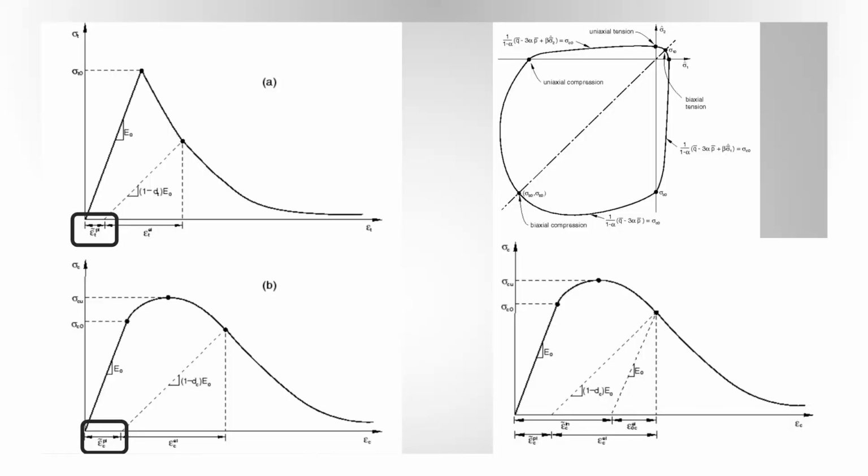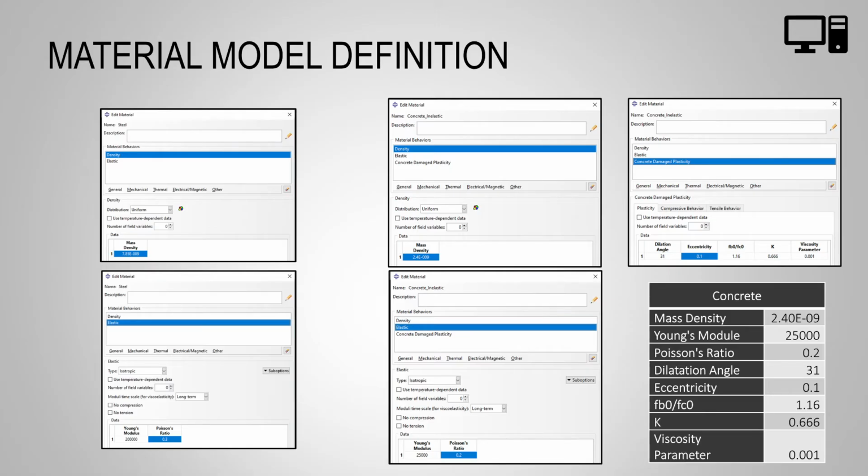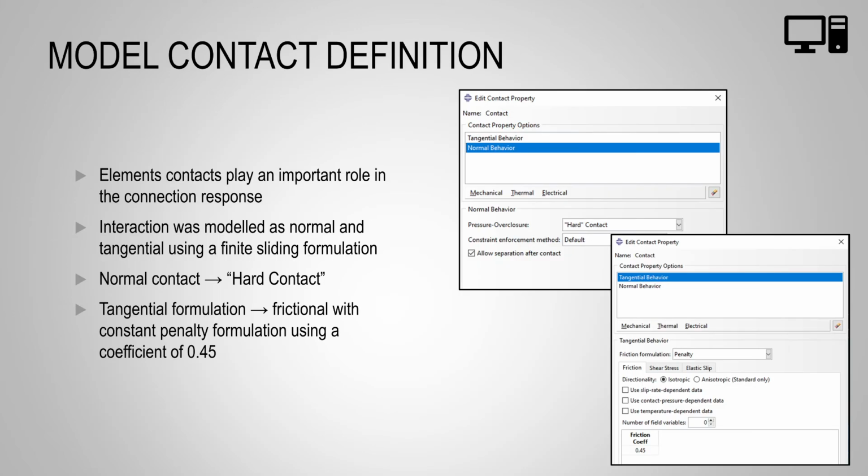In these graphs, we can see a general overview of how the material model is considered. On the left, we have the uniaxial material behavior, and on the right we can see the yield surface, and also how in the uniaxial material behavior the damage parameter affects the stiffness during the cyclic response. In this graph, I am presenting the material model definition in ABAQUS and also the parameters that were used in the final model.